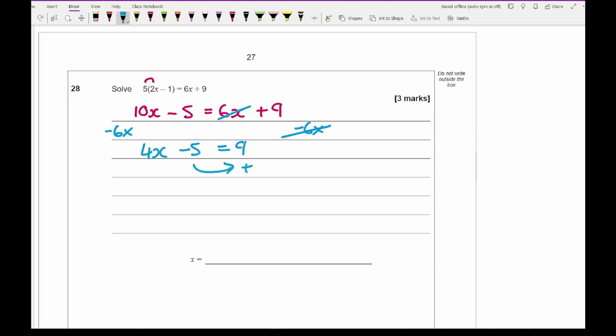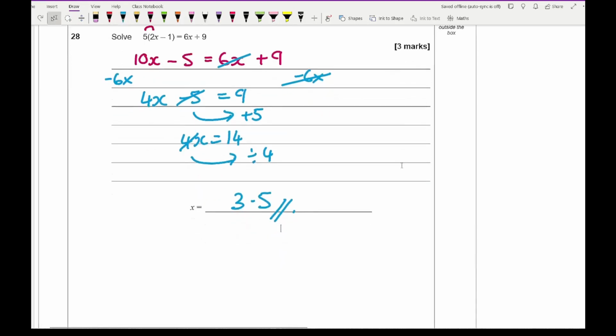I then take the 5 over to the other side, so I get 4x equals 14. I then divide by 4. So x equals 14 divided by 4, which is 3.5. And that is the last question on this paper.